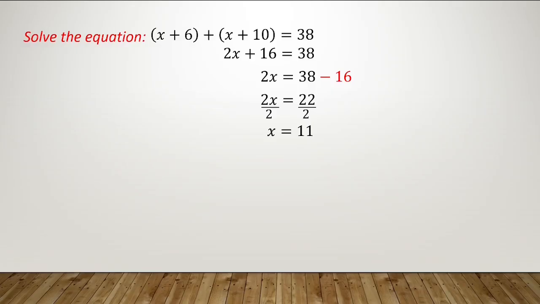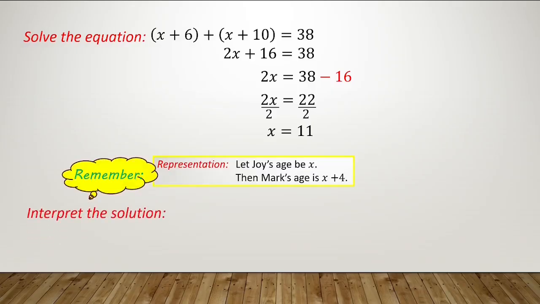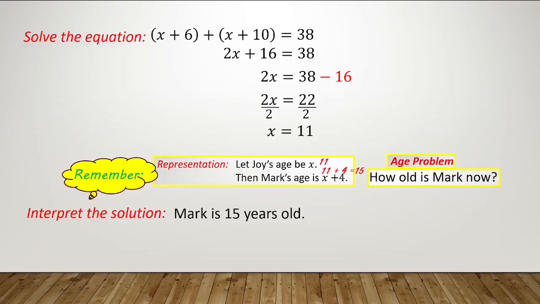What does x mean? According to the representation, Joy's age is x and Mark's age is x plus 4. Meaning, for the present time, Joy's age is 11 and Mark's age is 11 plus 4, which is 15. So Joy is 11, Mark is 15. But the real question is how old is Mark now? So the answer for the problem is Mark is 15 years old.